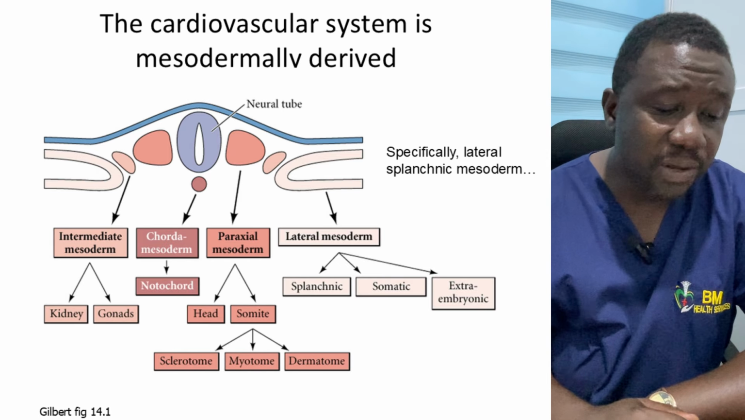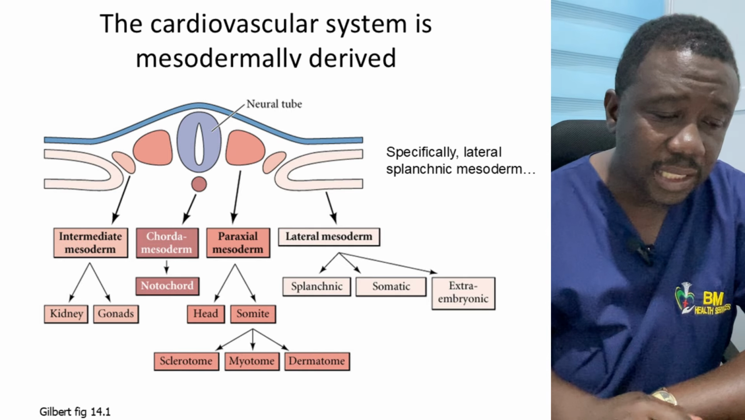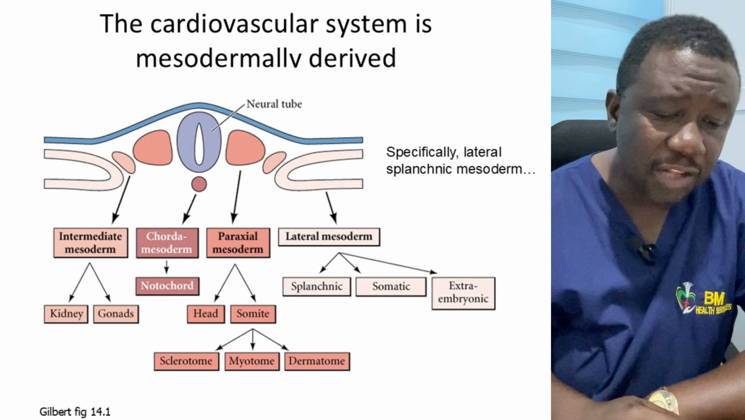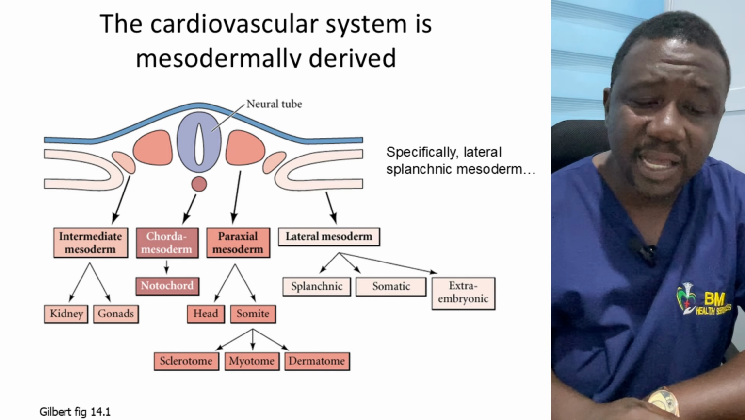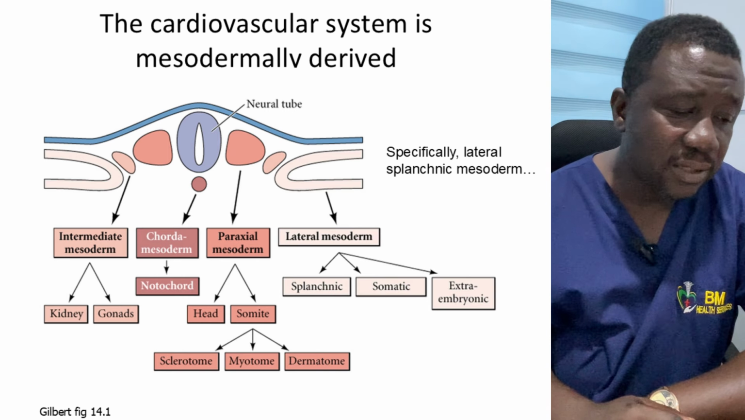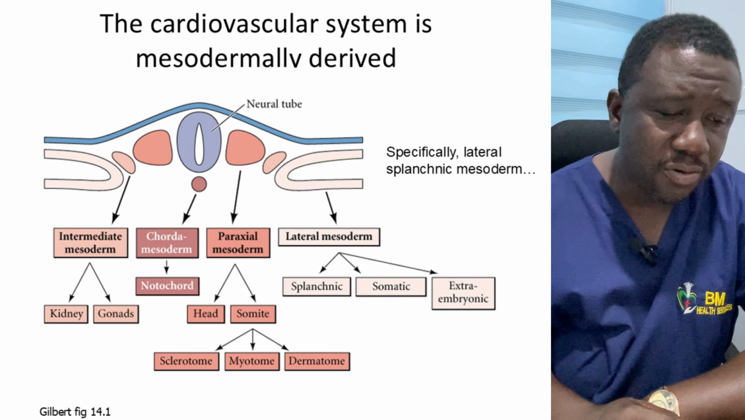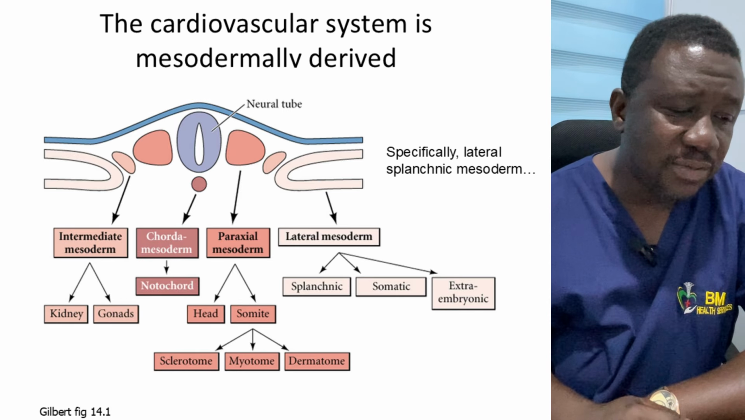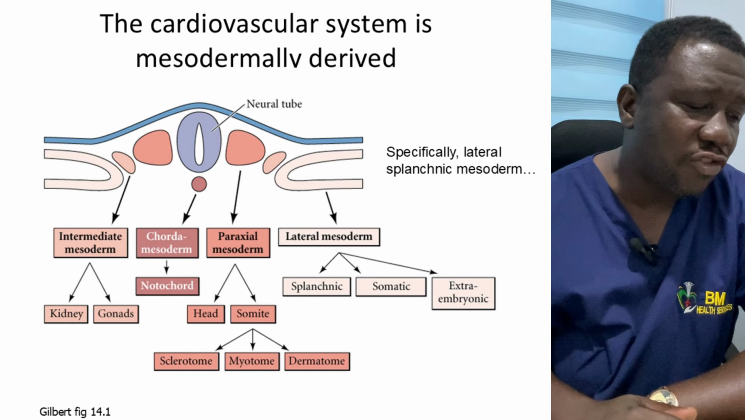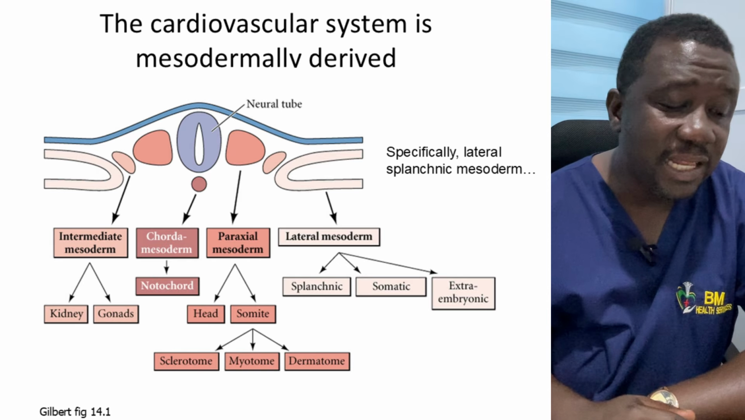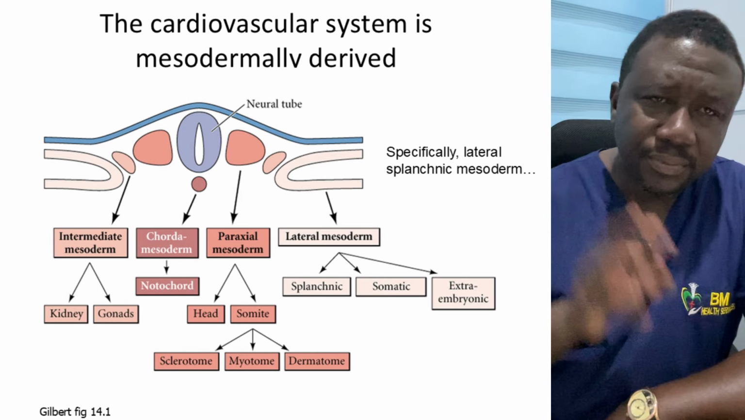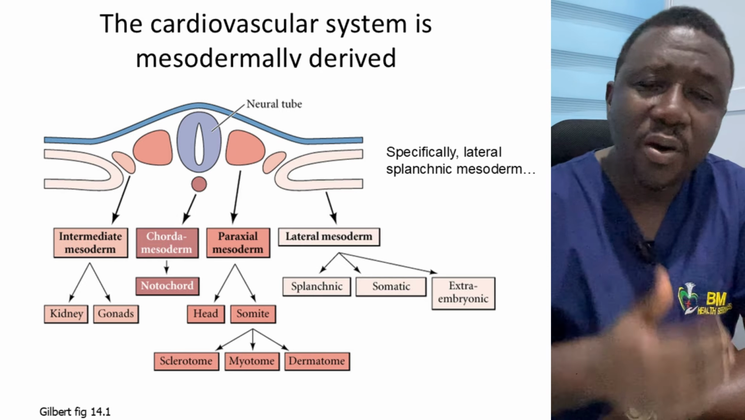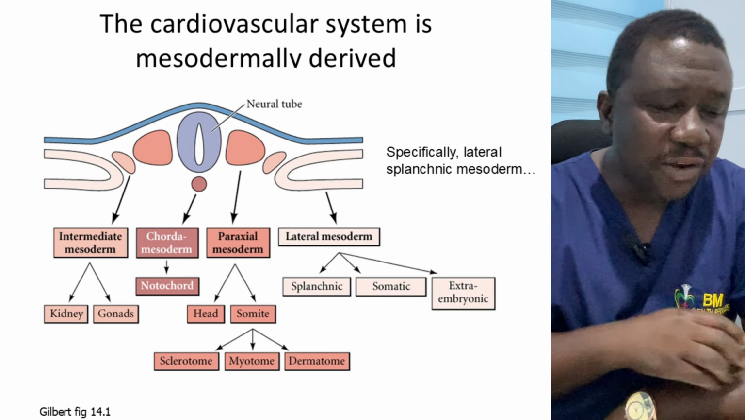Okay. Then we come to the lateral mesoderm. The lateral mesoderm will develop into the somatic, that's the body, the splanchnic, that's the cavity, and the extra-embryonic aspect. Before the lateral mesoderm, we have the intermediate mesoderm, that's between the paraxial and the lateral. That also will develop into the kidney and the gonads. Because we're going to talk about the cardiovascular system, we're going to put more emphasis on the area related to the cardiovascular system.